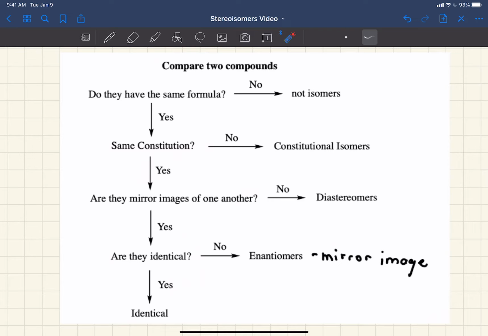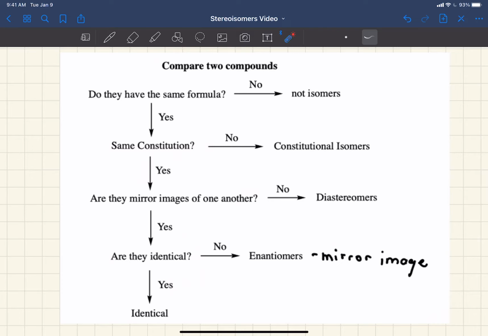So what I want to do is I kind of want to break this chart down in my own way, in the way that I understood it. And after that, I want to maybe do some practice problems and just go through kind of my approach to solving questions where you're trying to determine what kind of relationship there is between two molecules.